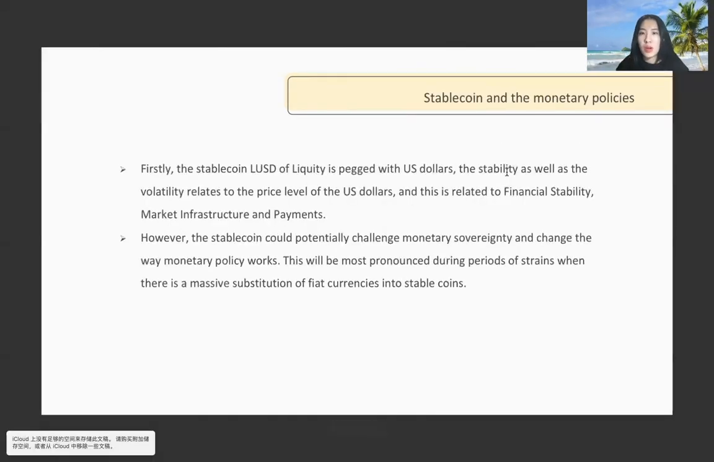And we connect stablecoins to the monetary policy that we have learned. First, the stablecoin LUSD of Liquity is pegged to the US dollar. Then its stability as well as volatility relates to the price level of the US dollar. And this is related to financial stability, market infrastructure, and payments. However, stablecoins could potentially challenge monetary sovereignty and change the way monetary policy works. This would be most pronounced during periods of strain, when there is a massive substitution of fiat currency into stablecoins.